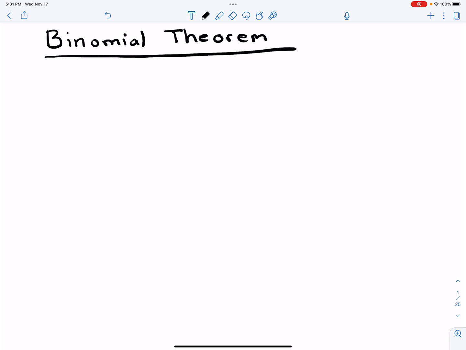Pascal's triangle, I first learned about this, I think, in middle school, back in the early days of the internet, when I was the only one in my school that had the internet because my dad was a nerdy person.